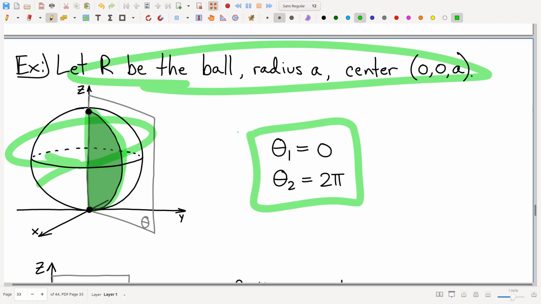Just like I was doing it in cylindrical coordinates, it's just that we're going to chop this up now in a different way. But the theta is just like in cylindrical coordinates.